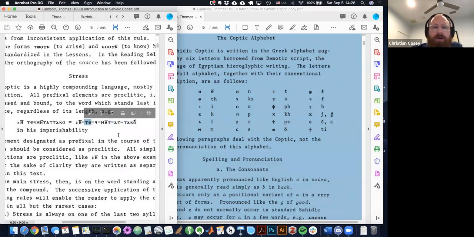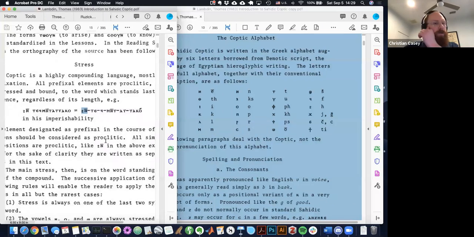Te is the definite article, so the destructionlessness. And then F is the possessive, and this is the way Coptic forms possessive phrases. So tef ment at tako means his destructionlessness. And then hen is a preposition that means in. So putting it all together, we get hen tef ment at tako, in his destructionlessness.